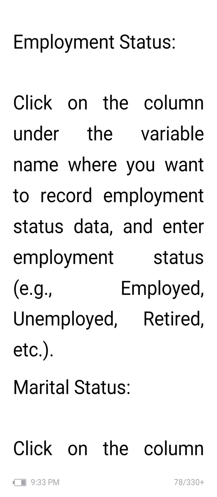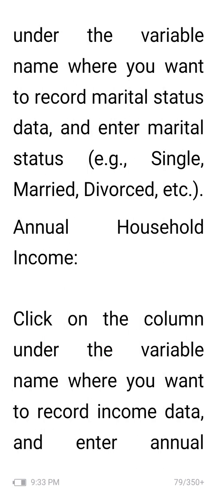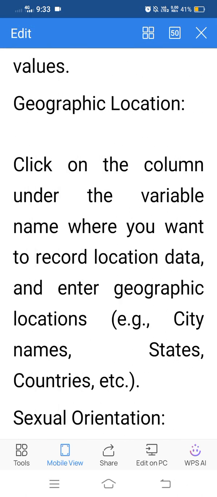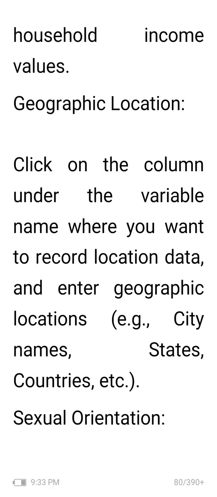And employment status: click on the column under the variable name where you want to record employment status data and enter employment status: employed, unemployed, retired, etc. And marital status: click on the column under the variable name where you want to record marital status data and enter marital status like single, married, divorced, etc. And annual household income: click on the column under the variable name where you want to record income data and enter annual household income values. Then geographic location: click on the column under the variable name where you want to record location data and enter geographic location: city names, states, countries, etc.